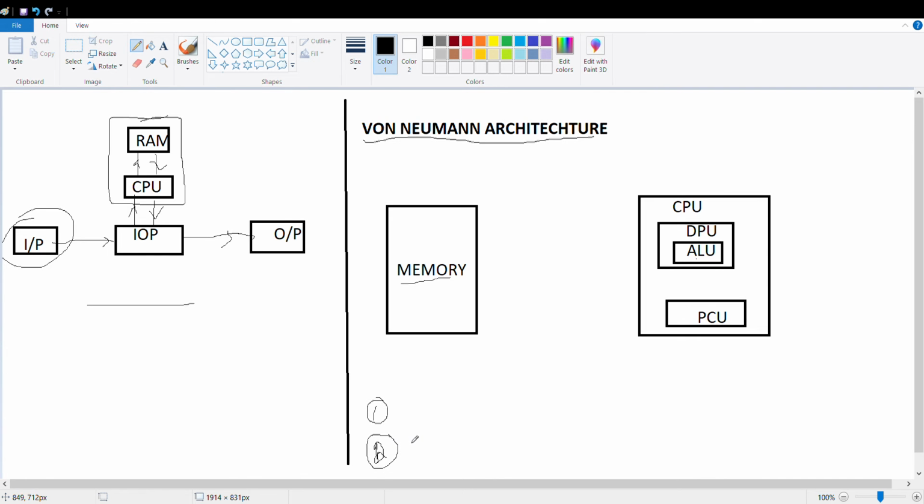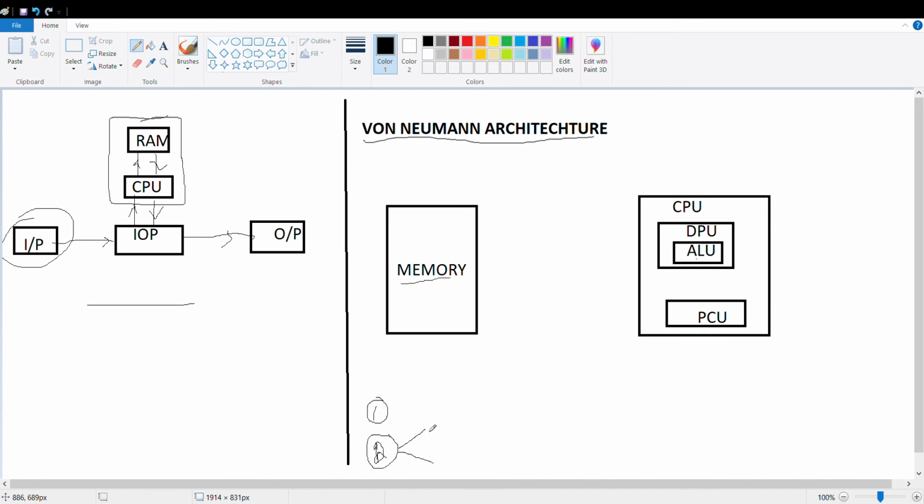What is meant by bus? As of now, let's see the normal definition of bus, which sends and gets the information through the bus, that is, in both directions. So from the memory unit, the data, okay, two bus lines are there in this Von Neumann architecture.